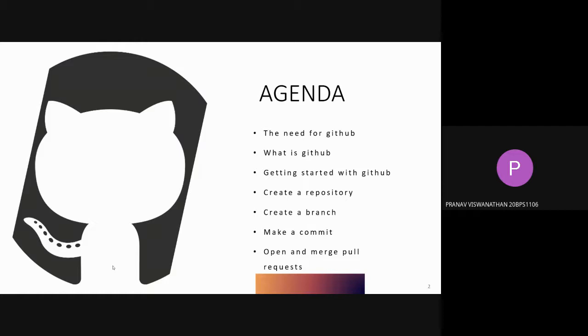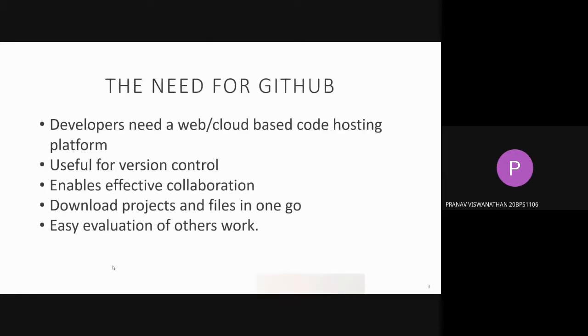So why exactly do we need GitHub in the first place? Developers need a web or cloud-based code hosting platform, and GitHub is extremely useful for version control. Another really important part of open source is collaboration, and GitHub makes that very simple. It also provides an easy way to download projects in a single go, so you don't have to download multiple files. And it's also easier to evaluate other people's work.